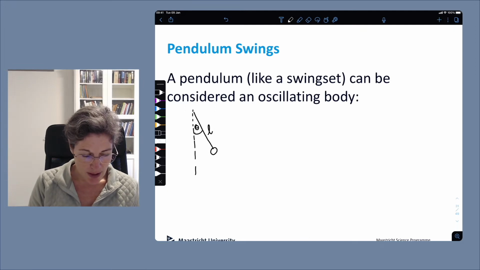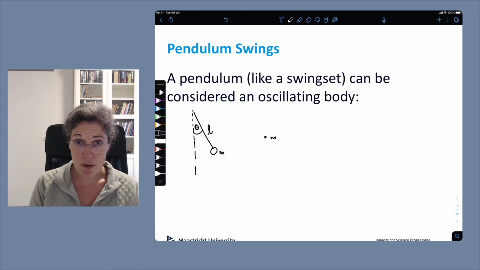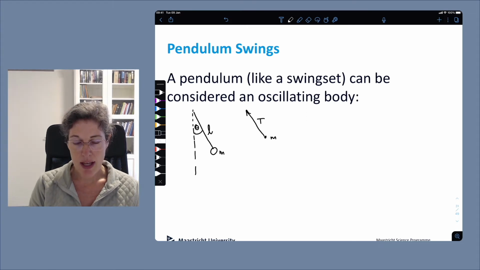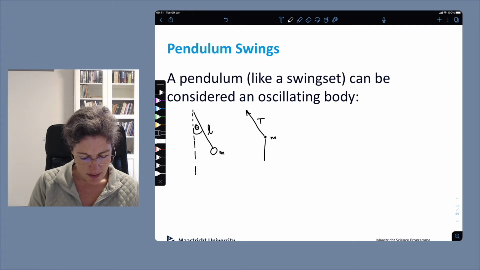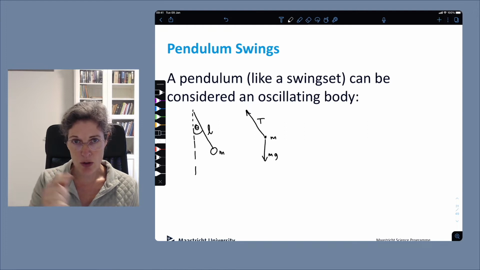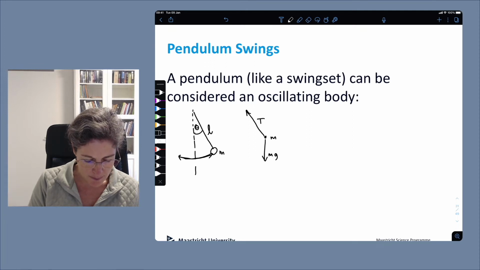So we can draw a free body diagram for this. Here's my mass m. What are the forces acting on it? Well, we've got tension up in the string, like that, and we've got gravity acting down like that. And if you think about what happens in the motion of a pendulum, it moves along an arc like so, backwards and forwards like that.